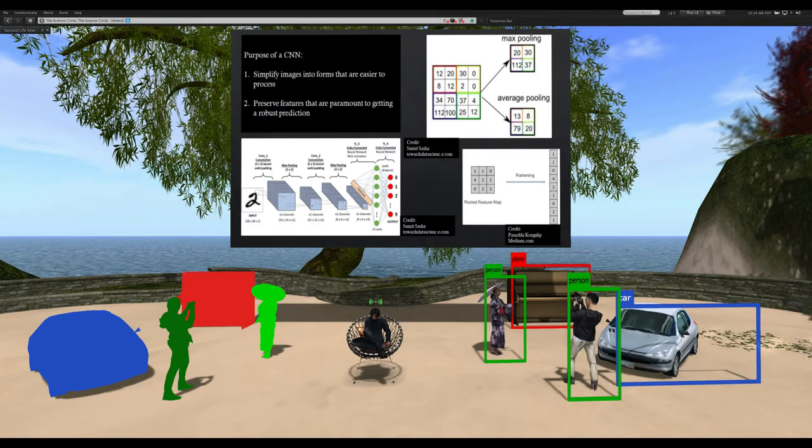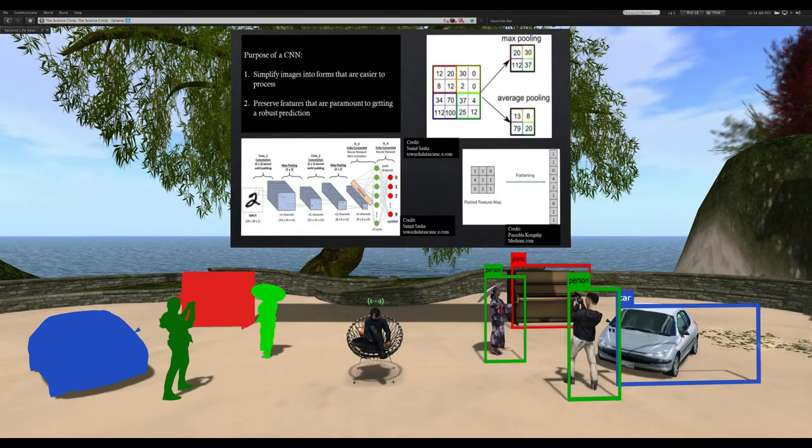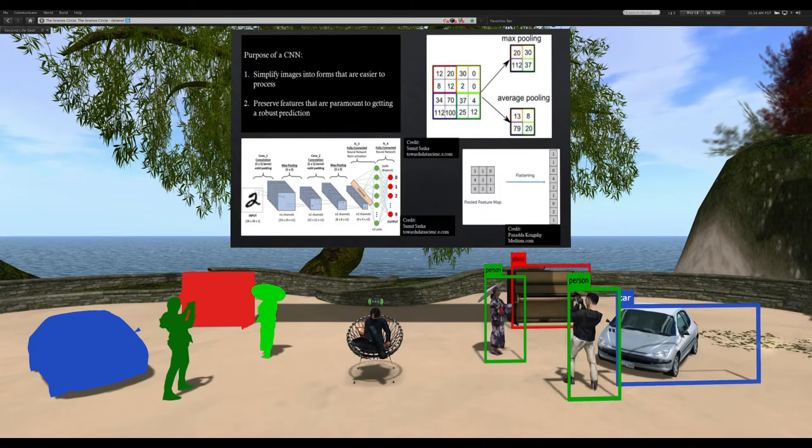One of the advantages of using a pooling technique is that it gets rid of unnecessary noise in the image. So it's a convolutional layer and then a max pooling layer, a convolutional layer, a max pooling layer. Feature extraction, simplification, feature extraction, simplification, so that it's easier to process.